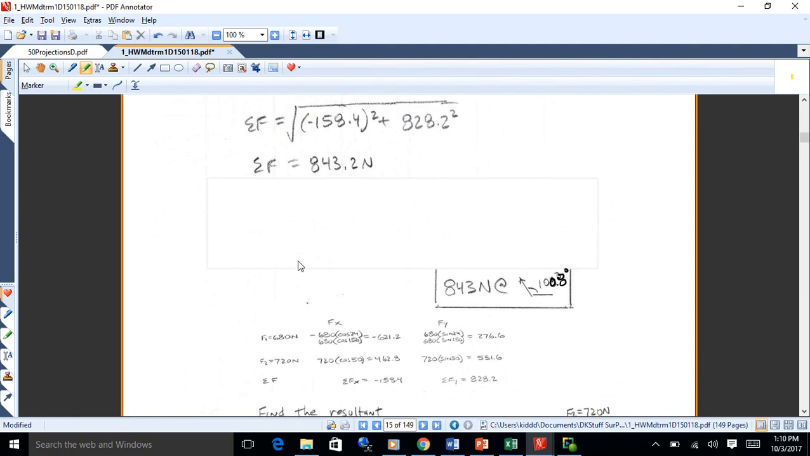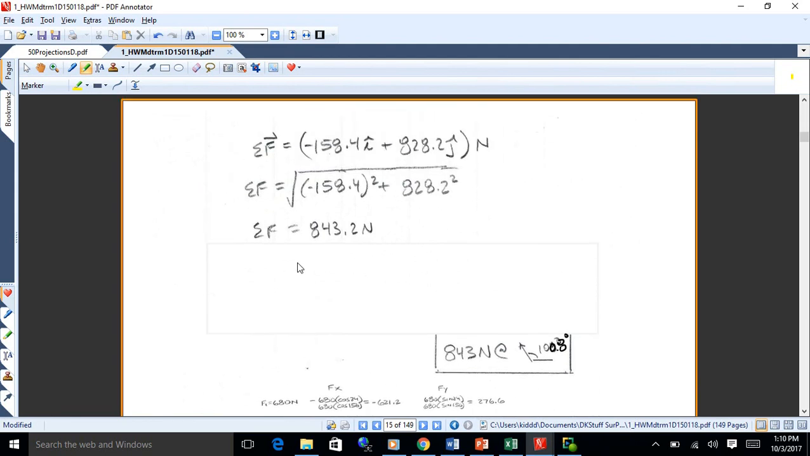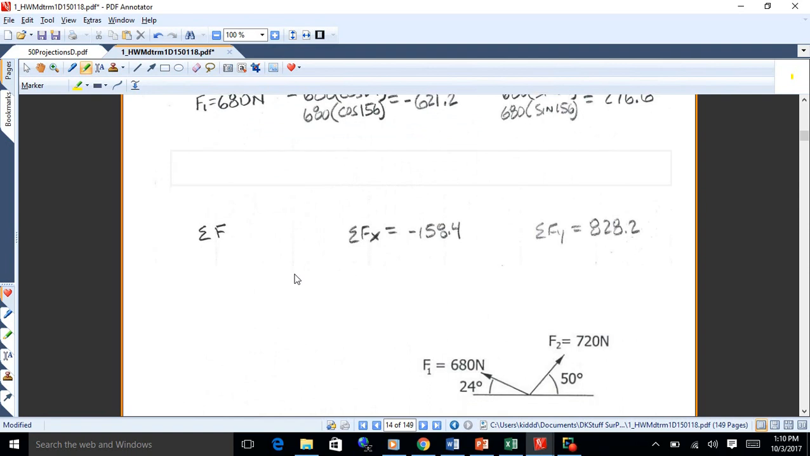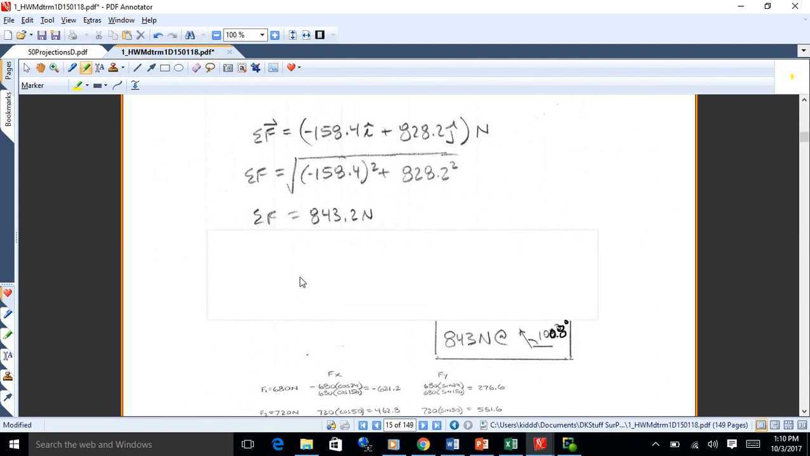And then once you've got that, you could go ahead and solve for the resultant force. What you get for the resultant is the square root of the sum of the squares. So the sum of F resultant there is a vector, negative 158i plus 828j. Take the sum of the squares, you get 843.2, and then you could do the arctan, the inverse tangent, and figure out the angle, 100.8 degrees.